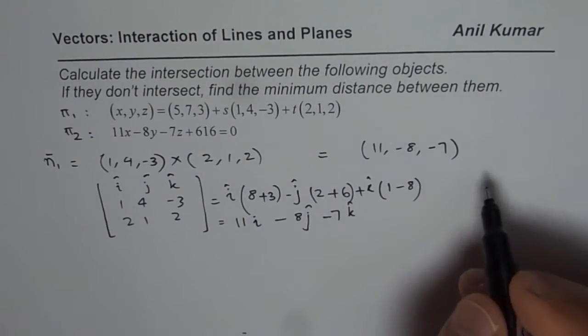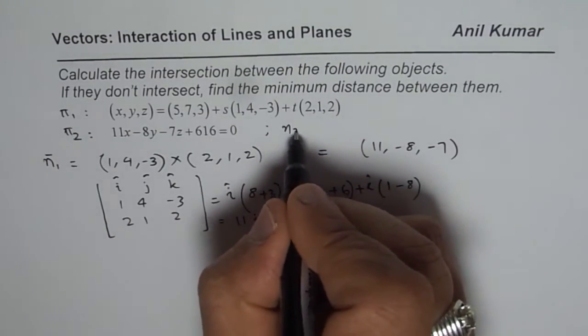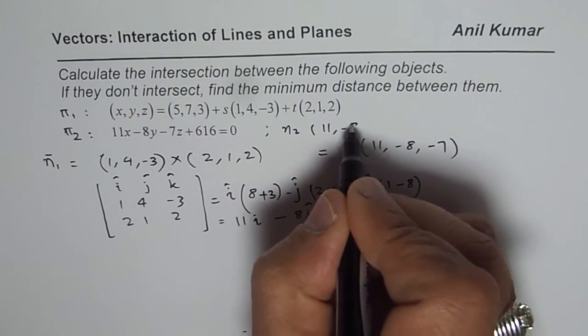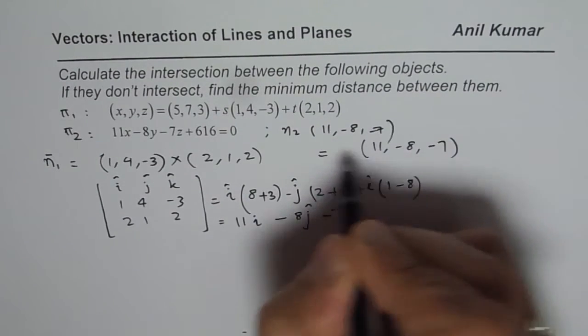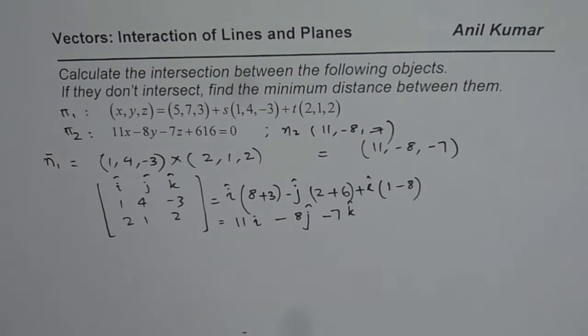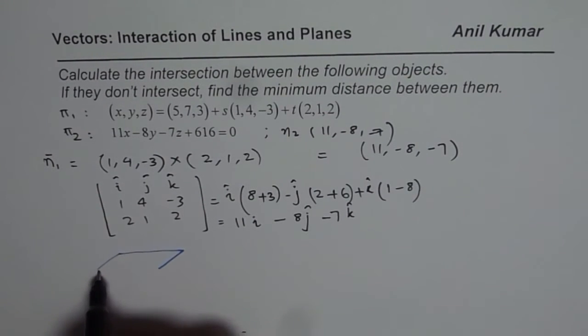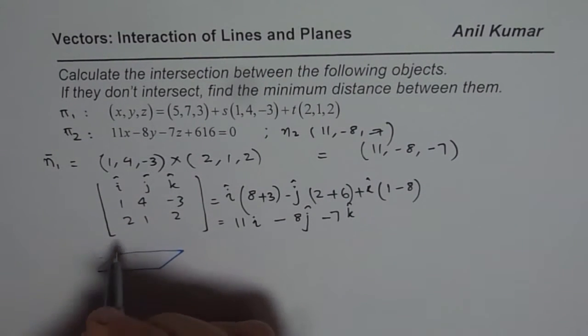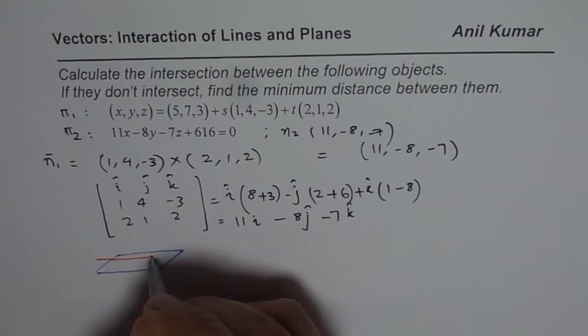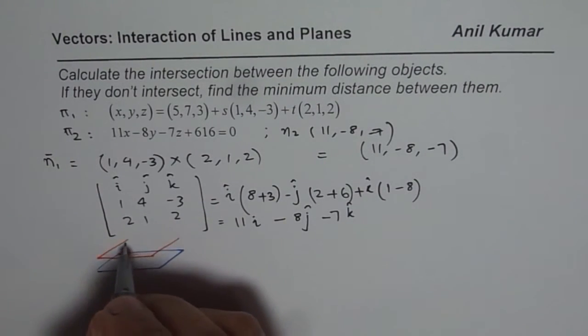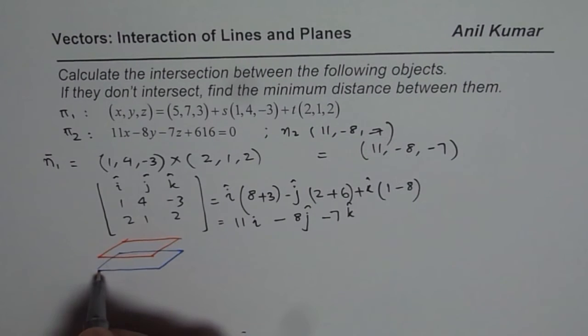So what we find here is that the normal vector of the other plane is also the same, (11, -8, -7). Both are the same. Now when both are the same, then either the planes are parallel or they are coincident. So we're trying to say that the two planes could be parallel, one over the other, or they could be overlapping.